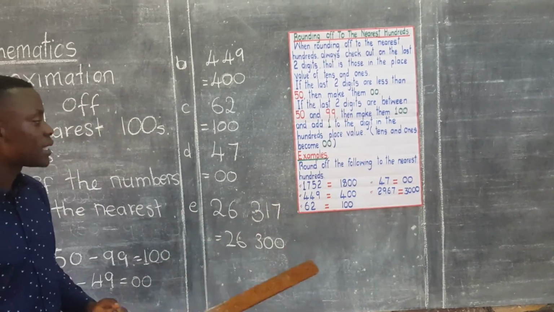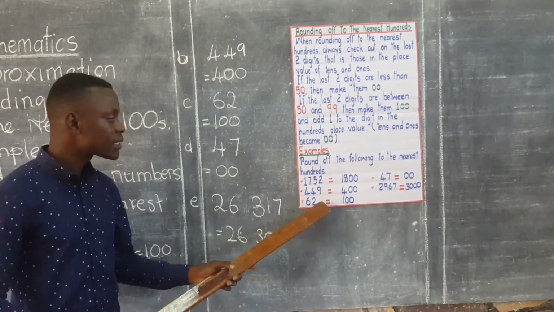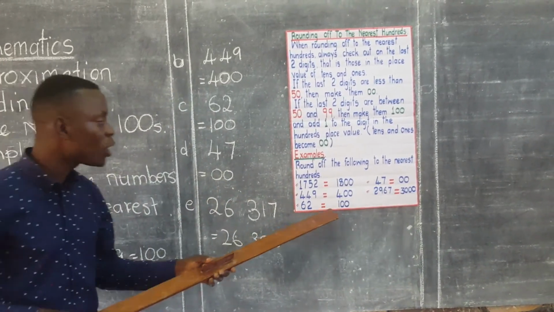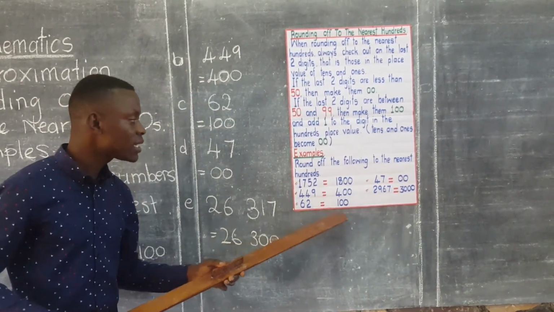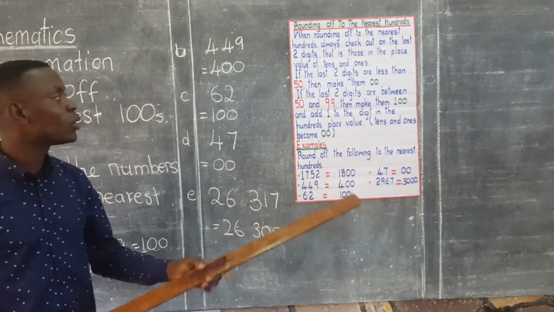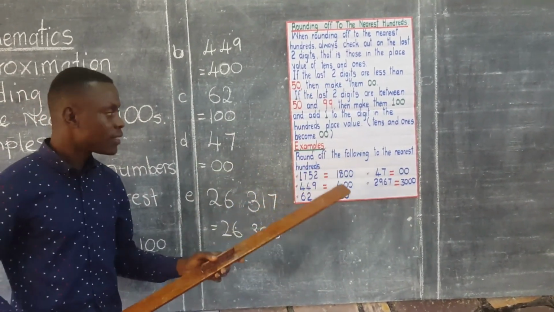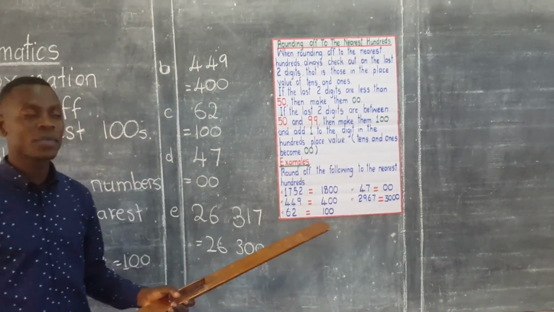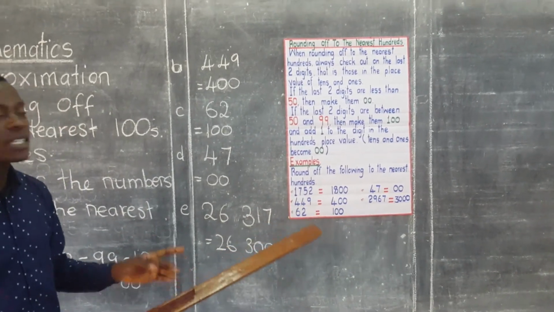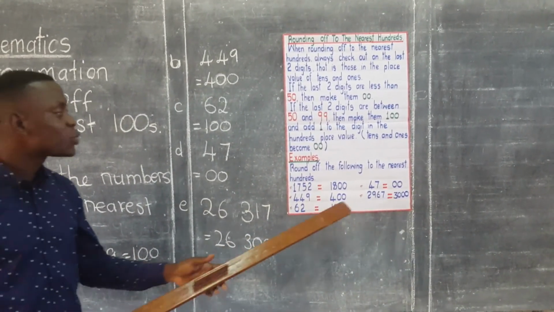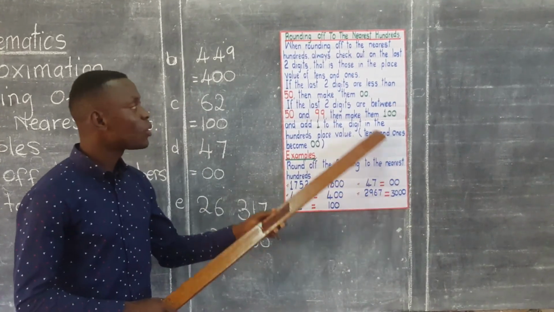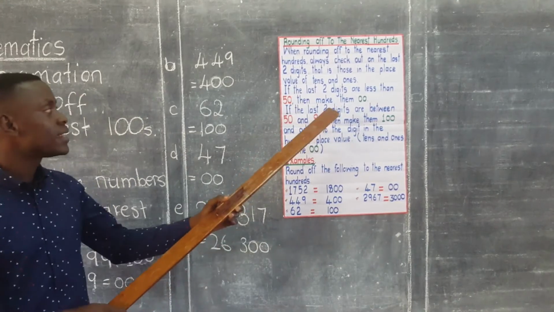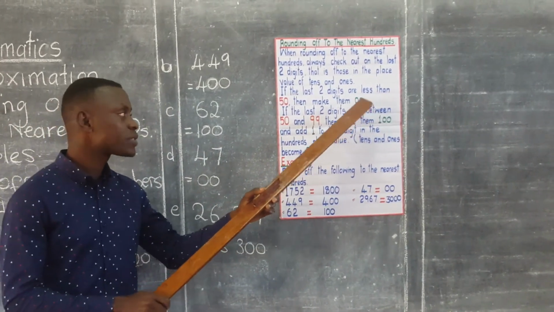Then we have another example, which is 62. 62, we said it is more than 50, hence it has a value of 100. All these things we are looking at, they are centering on these two principles. Then we also went on to look at another example, which is 47. And 47 we discovered is less than 50. Hence, it will just have 2 zeros, because we said if the last two digits are less than 50, then you need to make them 0, 0.